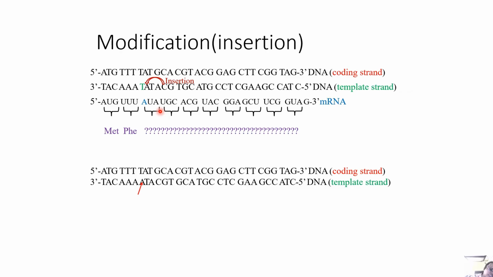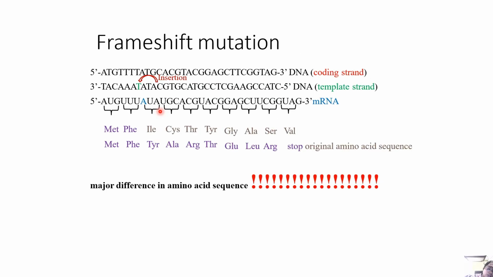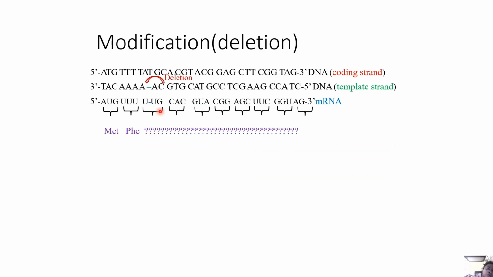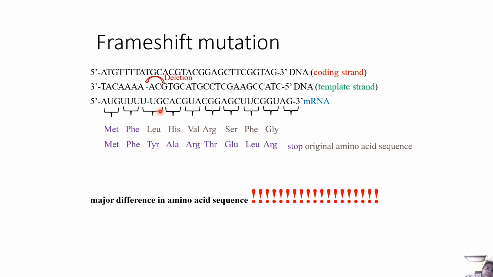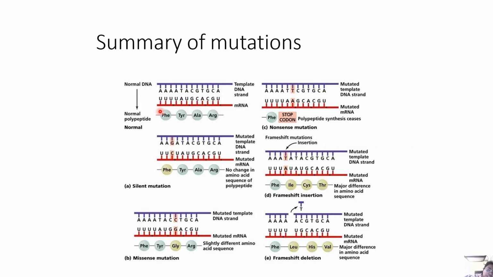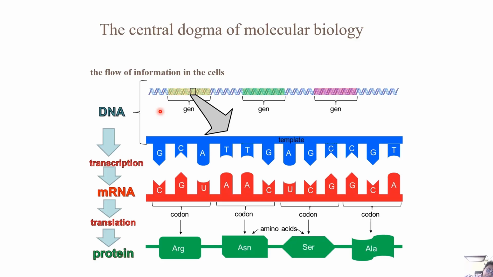We have insertion. Insertion happens in the template strand, and that's how the mutation takes place. We have frame shift mutations, where there is a one nucleotide insertion and a frame shift change that becomes a major difference in the amino acid sequence. We have deletion, where some bases can get deleted. This is a summary of the mutations.